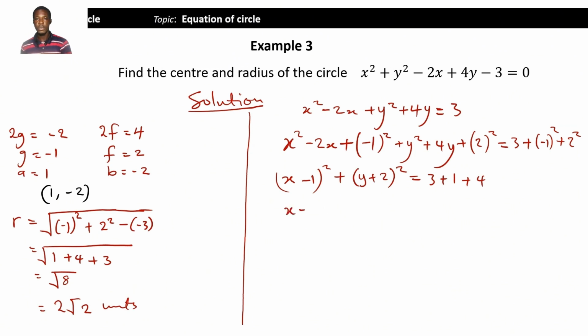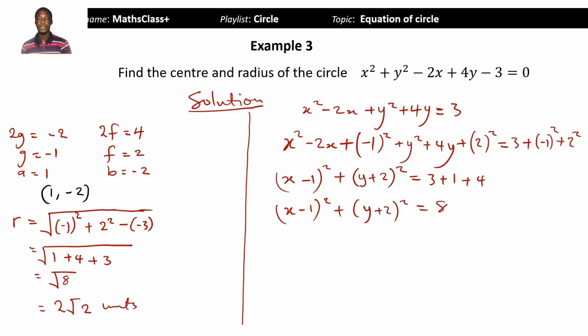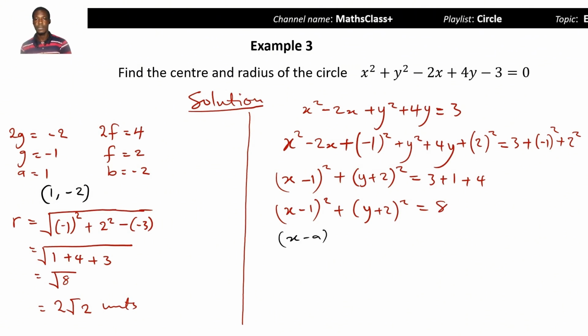(x − 1)² + (y + 2)² = 8. So now when we compare this with the general formula, that is the formula (x − a)² + (y − b)² = r².